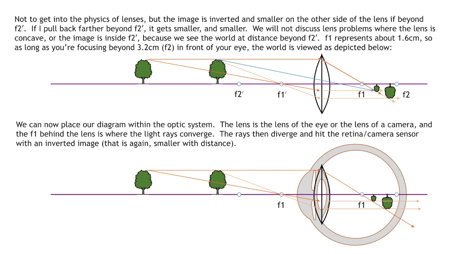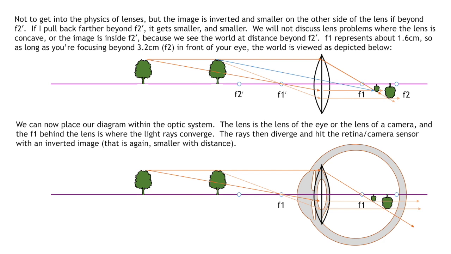So again, we will not discuss lens problems where the lens is concave, where the image is inside f2 prime, because we see the world at a distance beyond f2 prime. Recall that f1, or just know that f1 represents about 1.6 centimeters. So as long as you're focusing beyond about 3.2 centimeters, or about 32 to 35 millimeters in front of your eye, the world is viewed as depicted.